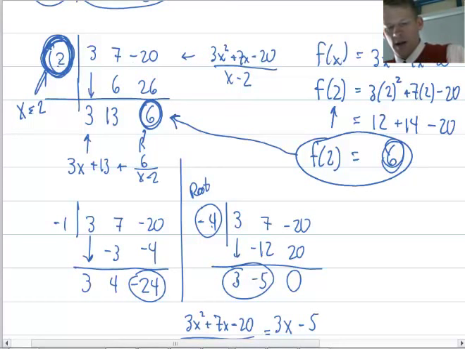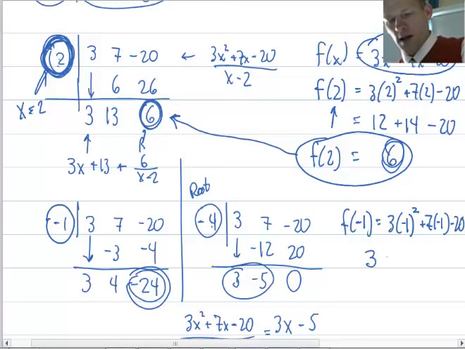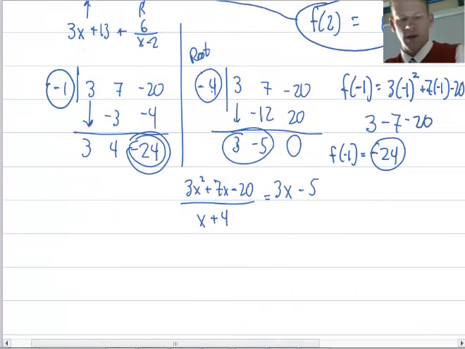Let's check it out one more time. Remember when I put -1 in, I had a remainder of -24. So let's check it out. I'm going to do f of -1. I'm going to put it into the same function. 3 times -1 squared plus 7 times -1 minus 20. Let's see what we get. So I have 3 minus 7 minus 20, and as a result I get -24. So again, when you plug in a value that's not a root value, the value you get is the actual remainder from the division.